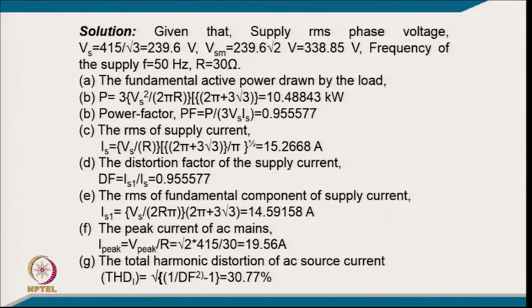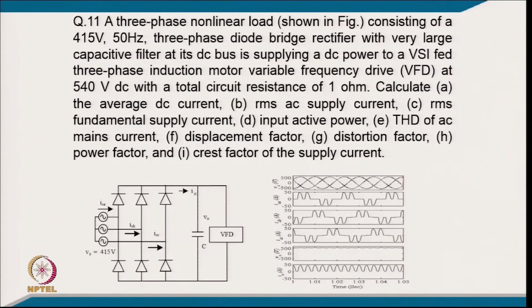15.2668, and the distortion factor is Is1 upon Is, so it comes to 0.955577. The RMS fundamental component from calculating this relation comes to 14.59158 ampere, and the peak AC current, that is V peak upon R, will be typically 19.56 ampere. And the total harmonic distortion, putting in the values, comes to 30.77. So, it is a little lesser than your previous case, almost similar to that.